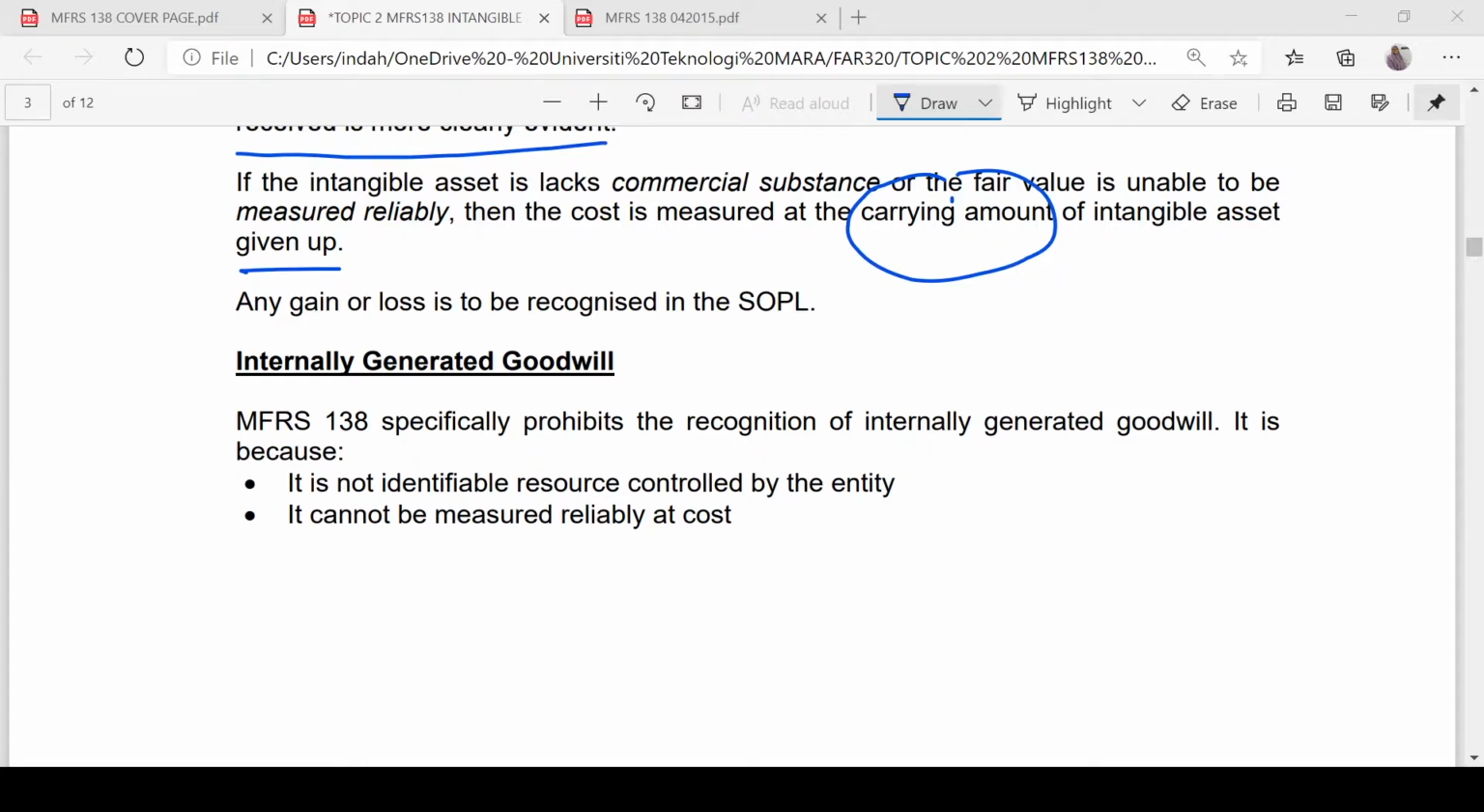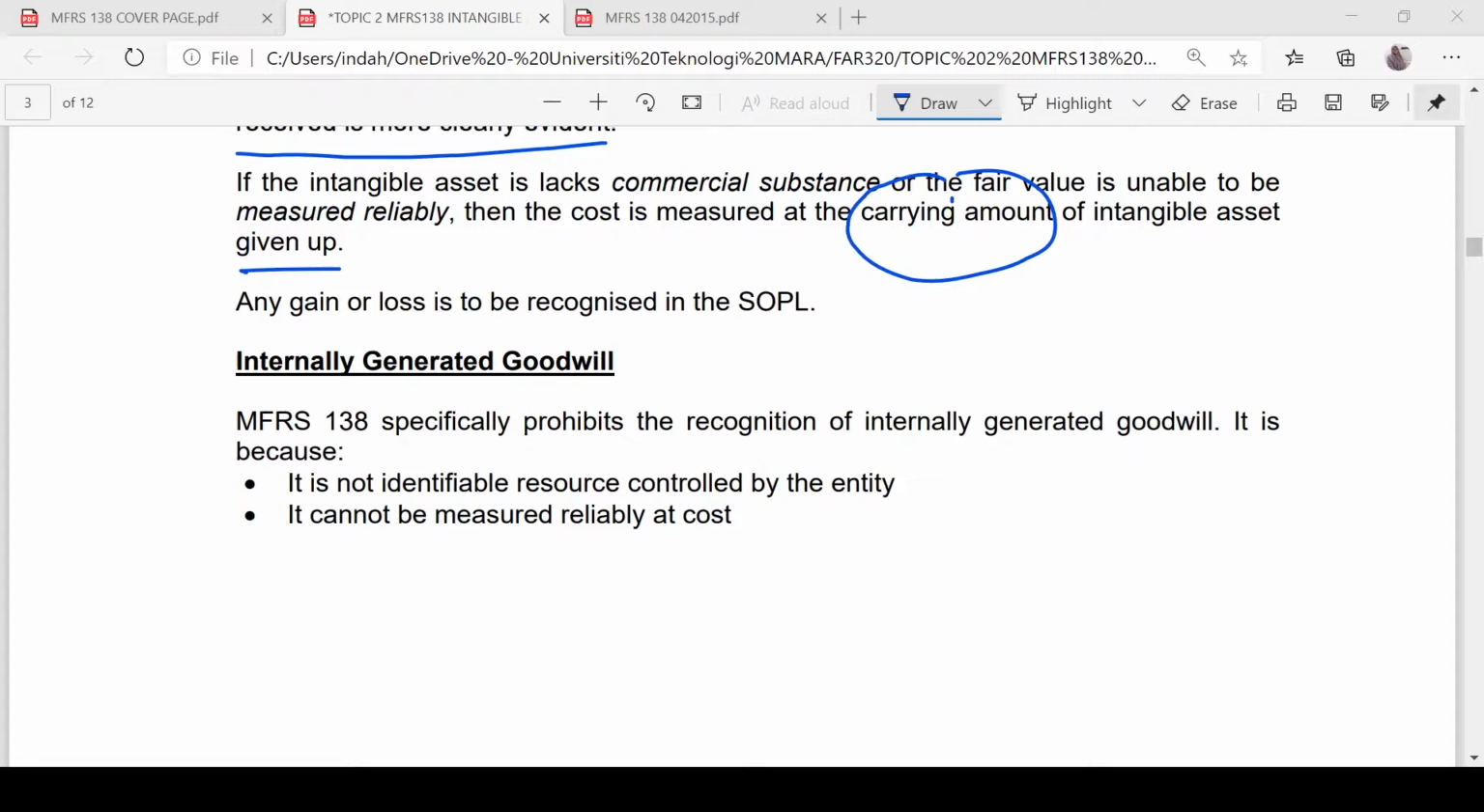However, the problem is, how do we measure the goodwill? You can simply put any amount to the goodwill. You can say, I think my business name or business reputation is worth 5 million ringgit, so I want to add this amount to the financial statement under non-current asset, because without this name, people will not be coming over and over again to our business. So you want to include that 5 million ringgit into the financial statements.